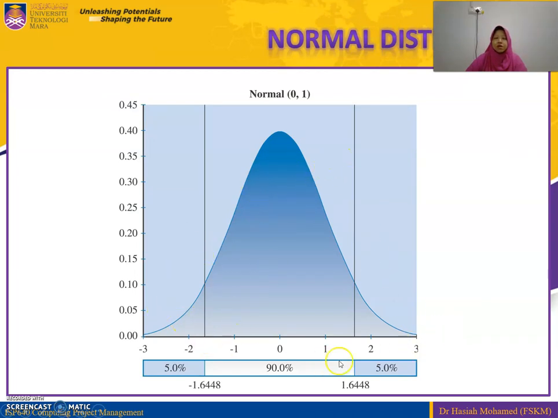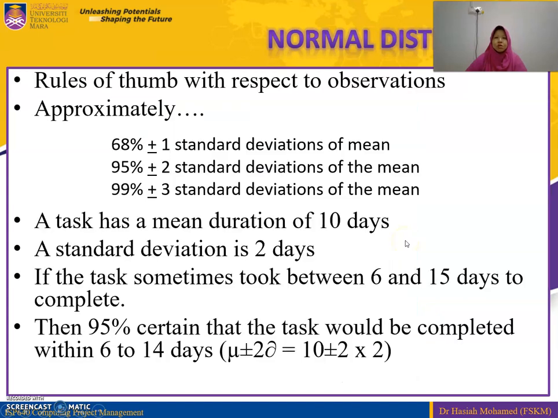Normally we have the bell shape. Approximately 68% is plus or minus 1 standard deviation of the mean, 95% is plus or minus 2 standard deviations of the mean, and 99% is 3 standard deviations of the mean. For example, a task has a mean duration of 10 days and the standard deviation is 2 days. If the task sometimes took between 6 and 15 days to complete, then we are 95% certain that the task will be completed within 6 to 14 days.